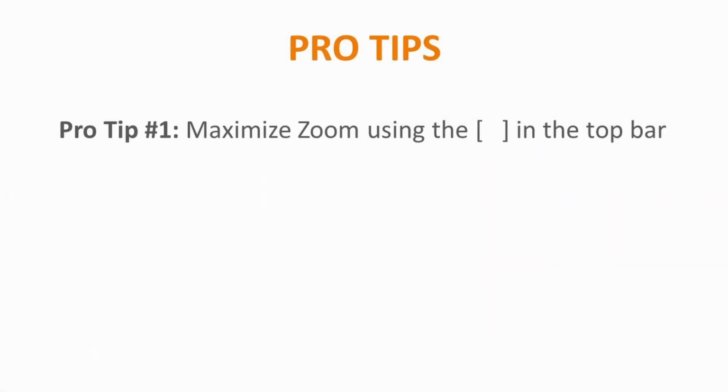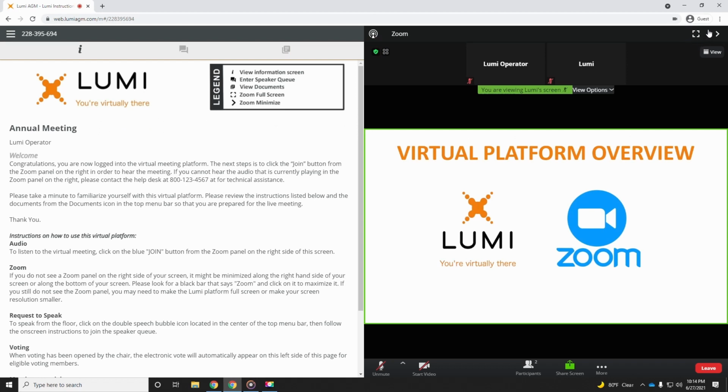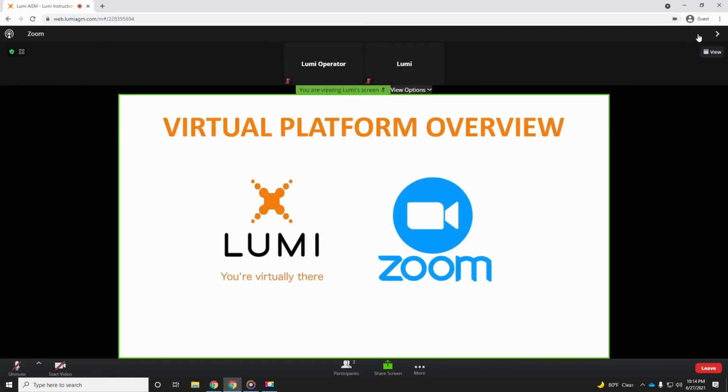Here are 2 pro tips. Pro tip number 1. Maximize Zoom using the Maximize icon in the top bar. The Zoom panel can be maximized by clicking on the Maximize icon in the top bar. The Maximize button is in the top right corner of the Zoom panel and looks like the 4 corners of a box. Maximizing Zoom can be helpful when viewing text in presentations. To go back to a normal view, simply click the navigation bar again.